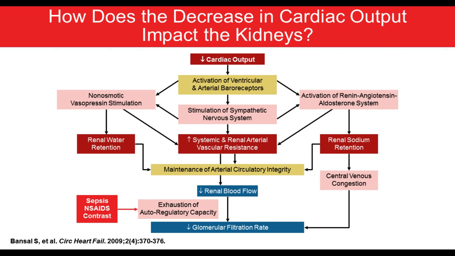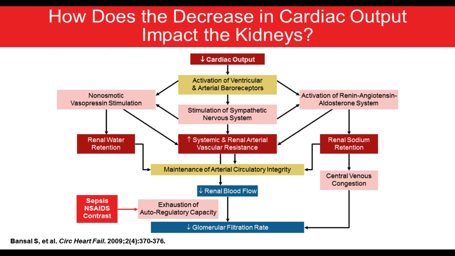All these three things, the vasopressin, the sympathetic nervous system, and the renin-angiotensin-aldosterone system, cause vasoconstriction of the systemic vascular system and especially the renal arteries. By causing an increase in the systemic vascular resistance, they try to bring the blood pressure in the area where the baroreceptors are towards normal and maintain the circulatory integrity. The other things these neurohormones do is cause retention of sodium in the kidney and retention of water in the kidney.